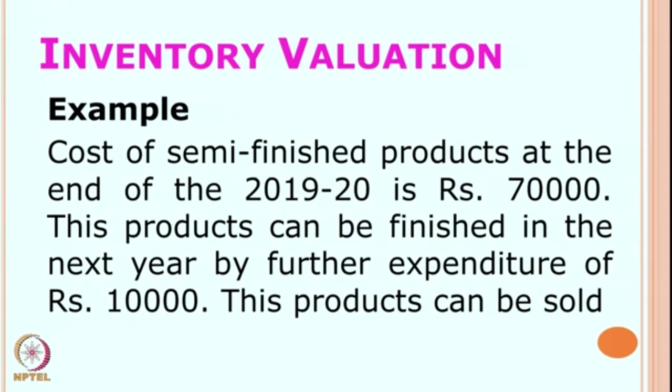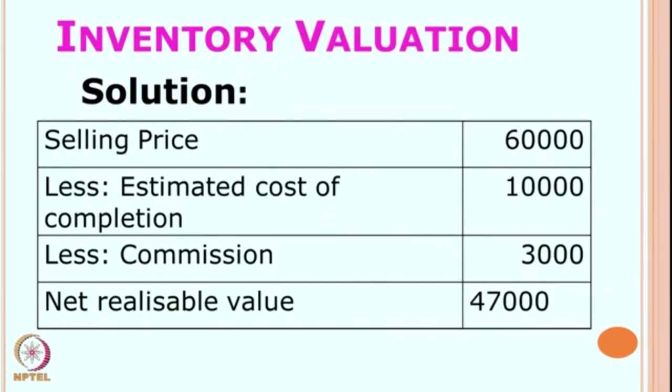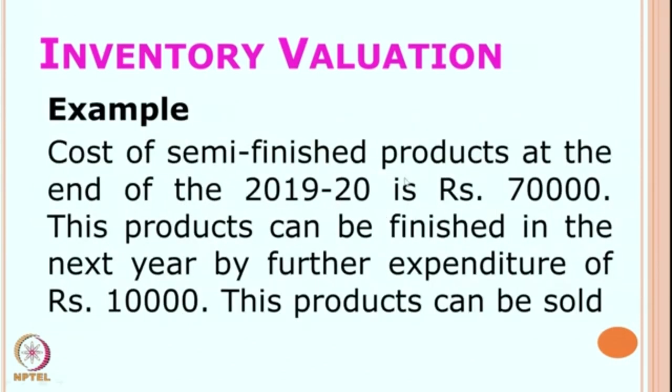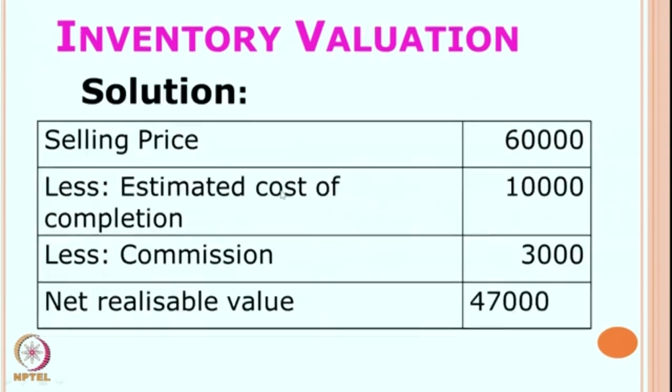Because the cost is 70, as you can see, but its selling price is unfortunately only 60. So, will you take 60? Actually, you will have to calculate NRV, or net realizable value. I will just show you the calculation. In any case, the cost which is 70, we will not be able to consider because the market value is less than 70. So, we have started with the selling price which is 60. From that, since this is a semi-finished item, some more cost is required to complete the item, which is 10,000. So, estimated cost of completion, which is 10.